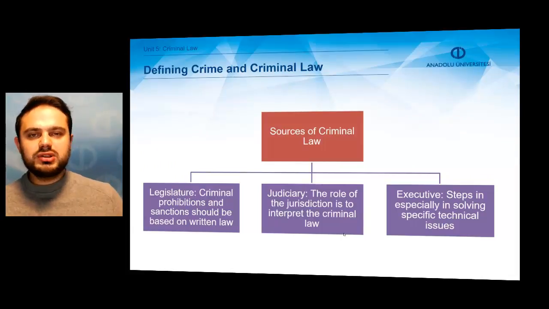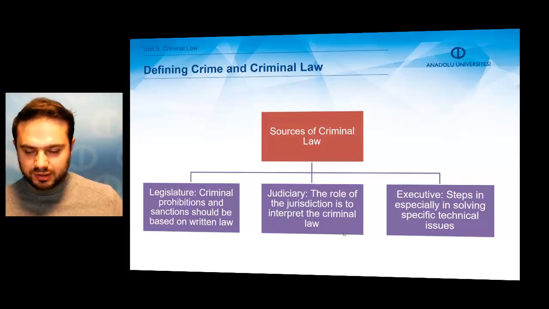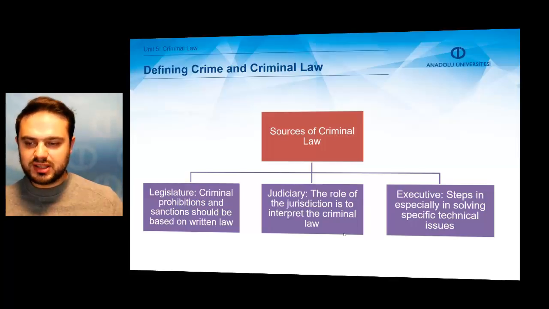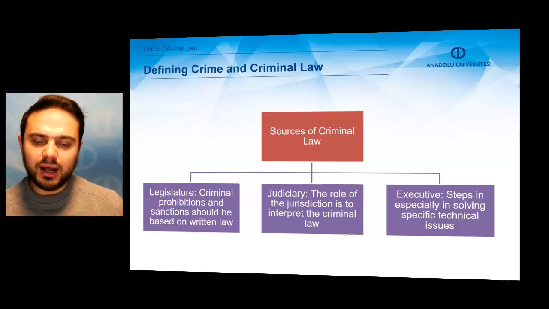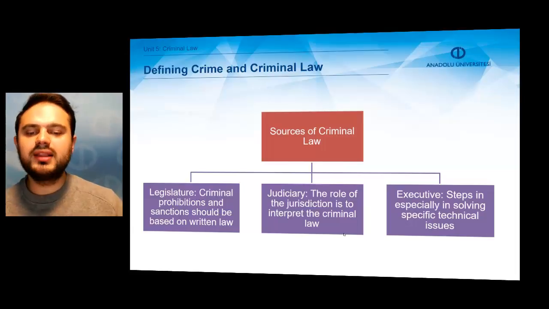What are the sources of criminal law? Legislature: criminal prohibitions and sanctions should be based on written law. Judiciary: the role of the jurisdiction is to interpret the criminal law. This sentence is very important, because the role of the jurisdiction is to interpret the criminal law, not to create it. Executives step in especially in solving specific technical issues.